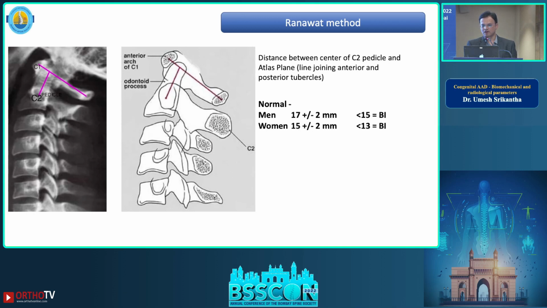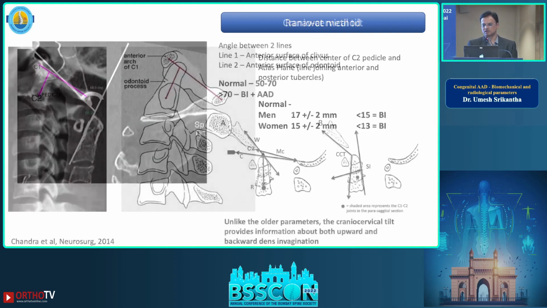Ranawat method, as we all know, is a simple measurement drawn between the axis of the atlas and the center of the C2 pedicle, the distance. Again, if it is less than 15 in males and less than 13 in females, it is suggestive of basilar invagination.